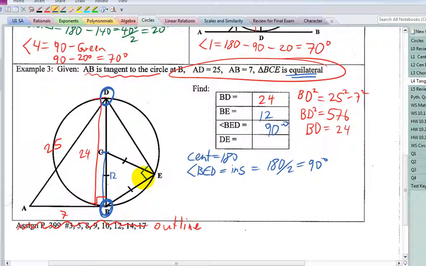Okay. Now we can do Pythagoras to find DE. So what we're looking at is this big triangle right here in red. Use 24 and 12 to find DE. Go.